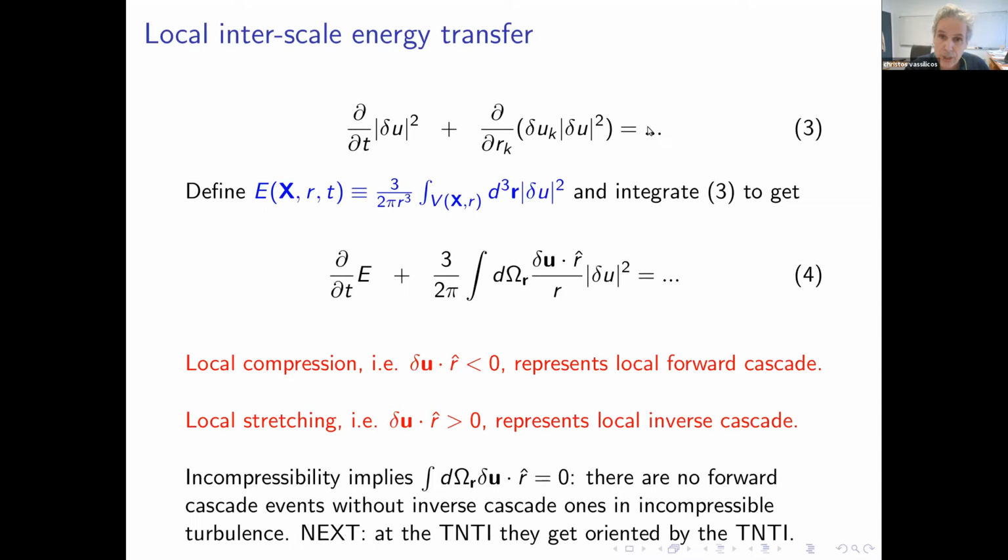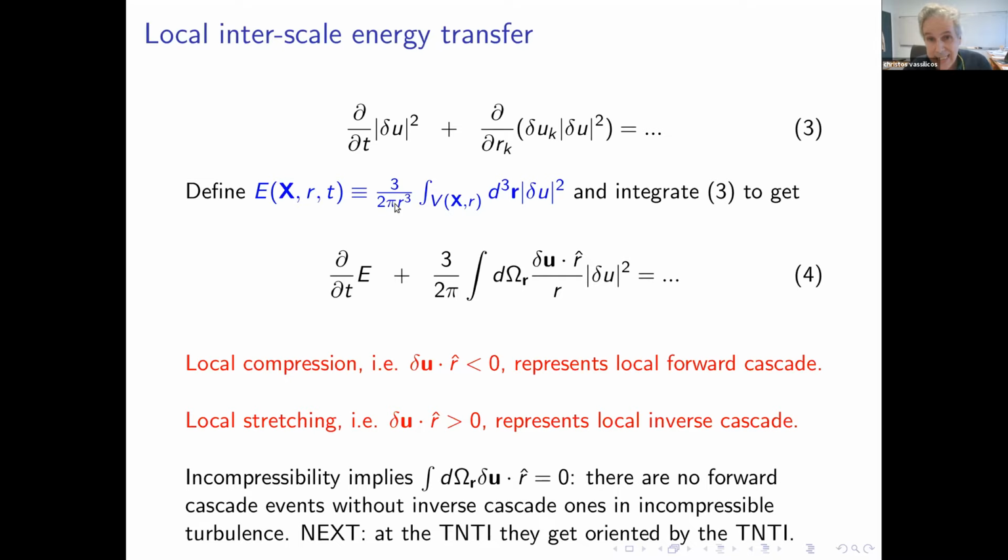D by dt is the time derivative of the energy over scales smaller than a certain length scale r, plus this term here, which expresses the interscale transfer rate. I define this energy so as to have a scalar r, which is the modulus of the vector r, and I do this by integrating over the volume centered at the centroid between the two points separated by the vector r, and averaging over the entire volume of diameter r. So this is just a way to simplify and to make it absolutely clear that we only look at the fluctuating energy inside length scales smaller than r.